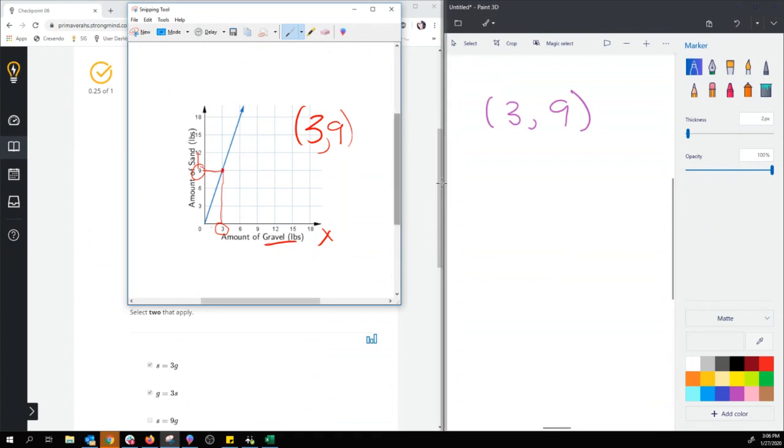So where my x is, where this 3 is, I'm going to let that represent G. And for the amount of sand, that is talking about the 9 because it's on the same axes, right? This amount of sand is on my y. So for 9, I'm going to let that be represented by S. So 3 pounds is my amount of gravel and 9 pounds is my amount of sand.